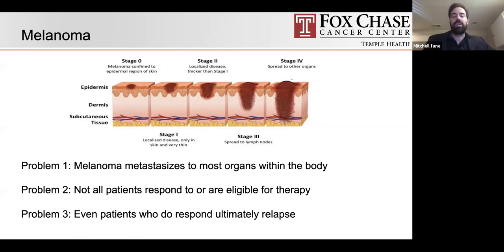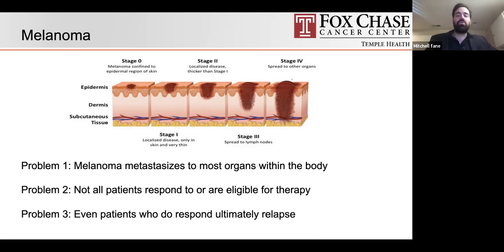What's really interesting is that there's been a revolution in the way that we treat melanoma over the past few decades with the advent of immunotherapy. PD-1 and CTLA-4 have come in and done a really good job in a number of different patients. And even recently, just a few years ago, the FDA also approved anti-LAG-3 as another checkpoint inhibitor. The problem, though, is that not all patients respond to or are eligible for therapy, unfortunately.